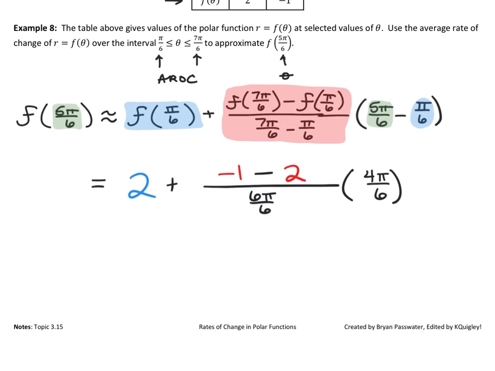Start reducing where we can. 2 stays the same. I can do some stuff on the numerator here. -1 minus 2 is -3. These 6's are going to end up canceling out. So I end up with just pi in the denominator. And I'm multiplying that by 4 pi over 6. Let's go ahead and reduce that number, actually. 4 pi over 6, we can reduce that fraction. What does 4 pi over 6 become? 2 pi over 3.